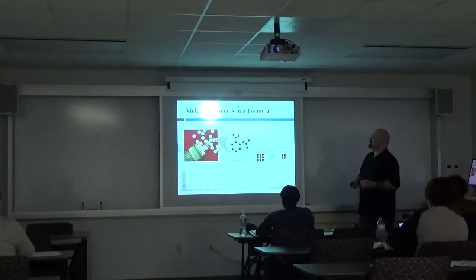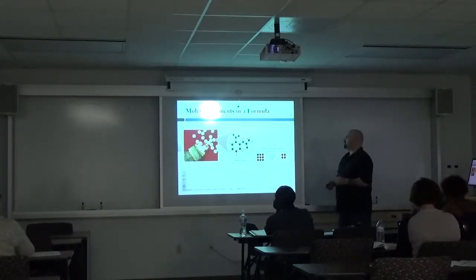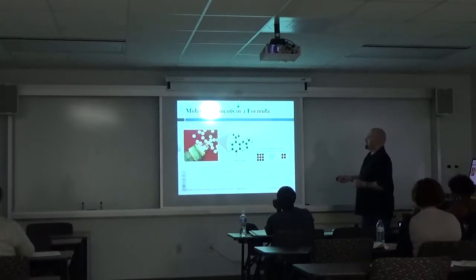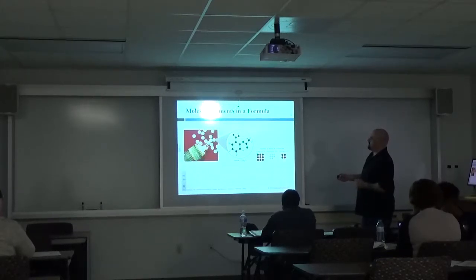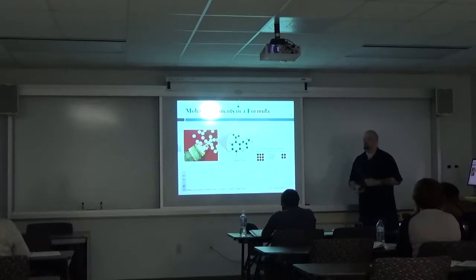There we go. So, moles of elements. As I discussed before, here's a molecule of aspirin. We have 9 atoms of carbon in this molecule. We have 8 atoms of hydrogen, the little white dots. Carbon's the black ones. We have 4 atoms of oxygen in this molecule, the slightly larger red dots.